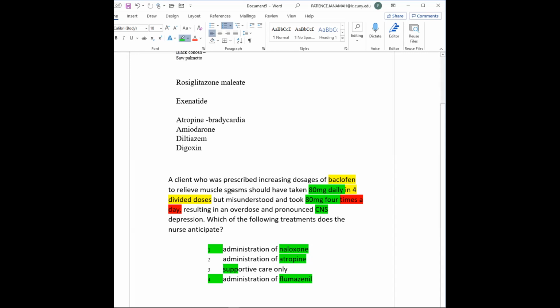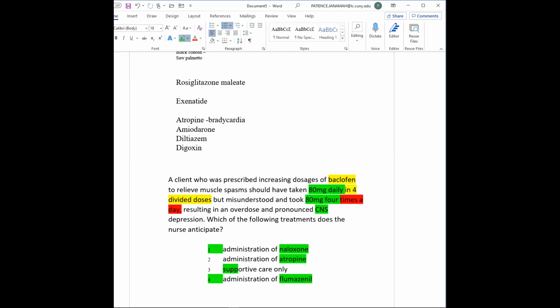Do you have a question about this analysis we did? I don't understand why you give supportive care only. It's not a select all that apply. So what will you do for these patients? And what is the management for central nervous system depression? Do we have supportive care in that? And my next question is, do you know what naloxone is?